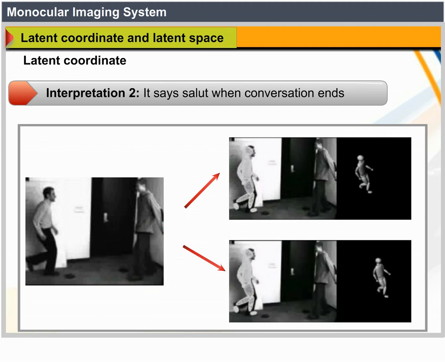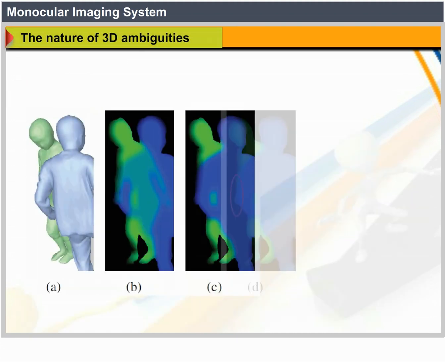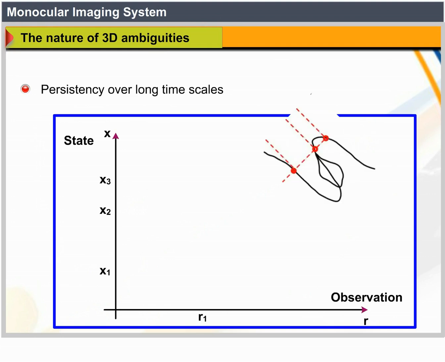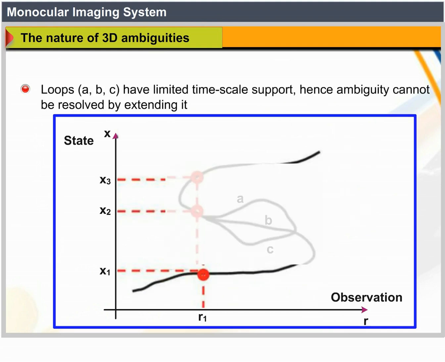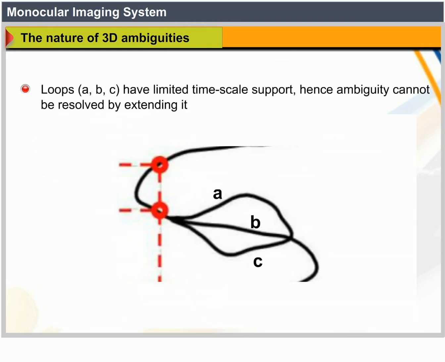The nature of 3D ambiguities. Persistence over long time scales. Loops A, B, C have limited time scale support, hence ambiguity cannot be resolved by extending it.